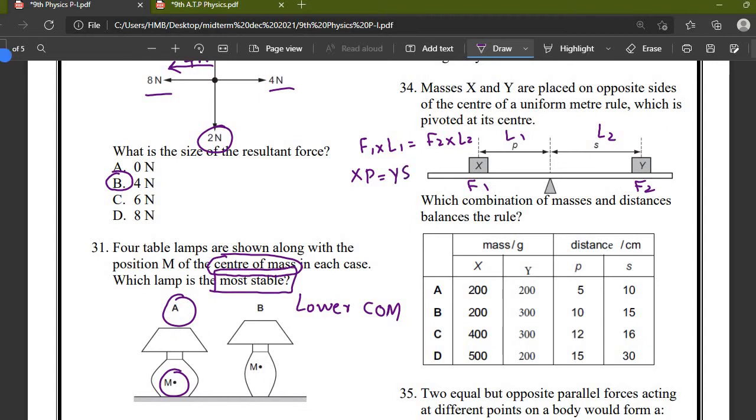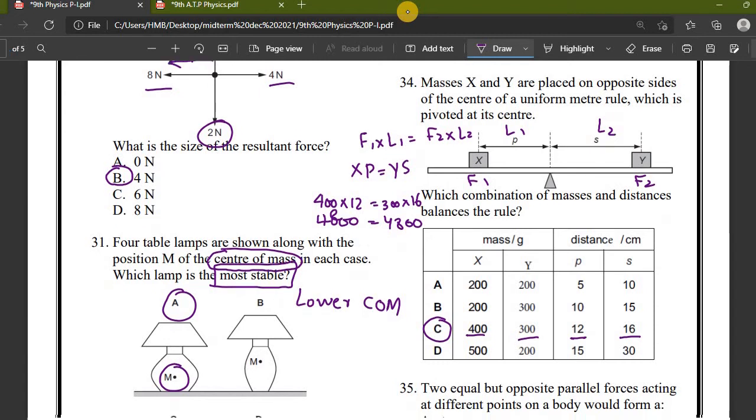So we have four sets of values of x, y, p and s. We need to put the values of x, p and y, s in this equation. In one set of values, we will have the equation balanced. We put in option C, in which x equals 400 and p equals 12, y equals 300 and s equals 16. By putting in these values, the equation becomes balanced, so option C is the right answer.